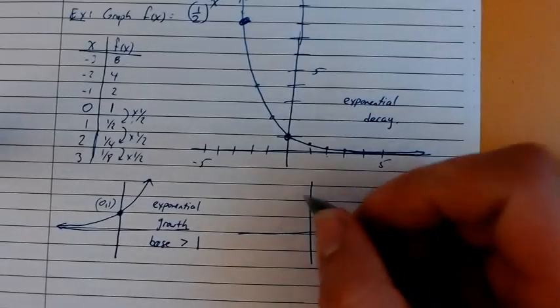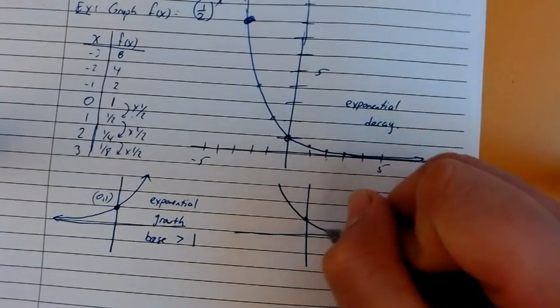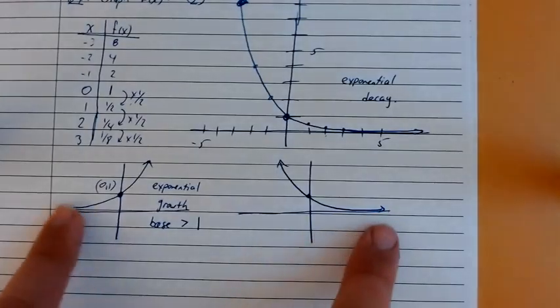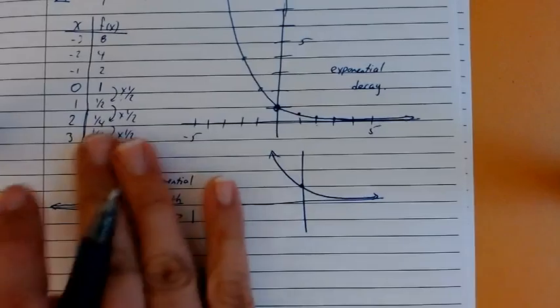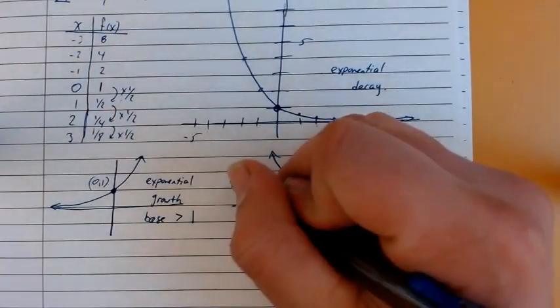On the other hand, if your base is less than 1, then you'll have exponential decay. It's going to have the same pattern, but it's going to be flipped around. You're going to take this one, and you're going to flip it this way. This is exponential decay.